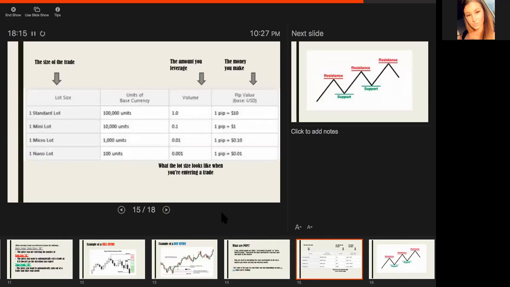So there's different lot sizes that you can use when you're entering a trade. A lot size is basically the size of the trade. So a standard lot is going to be a 1.0. We usually don't use that unless we have a lot of money in our trading account. Say that we have a $50 trading account starting out. We just put $50 in. We're going to look to use a micro lot. So basically, you're leveraging a 0.01, and then for every pip that it moves.